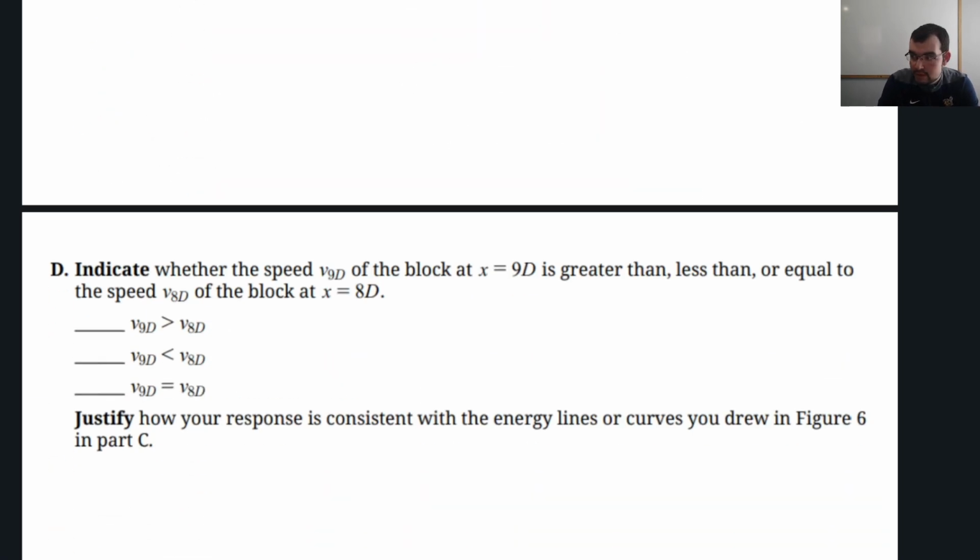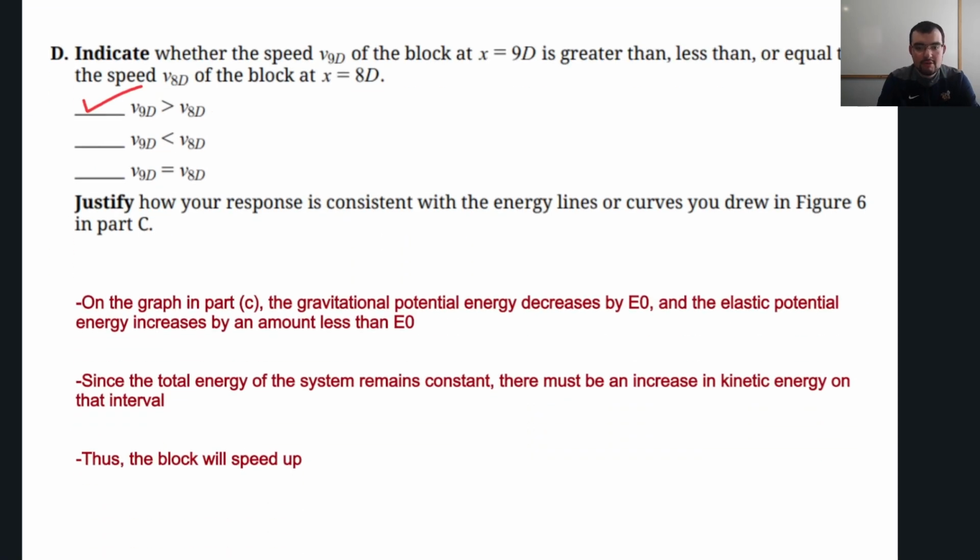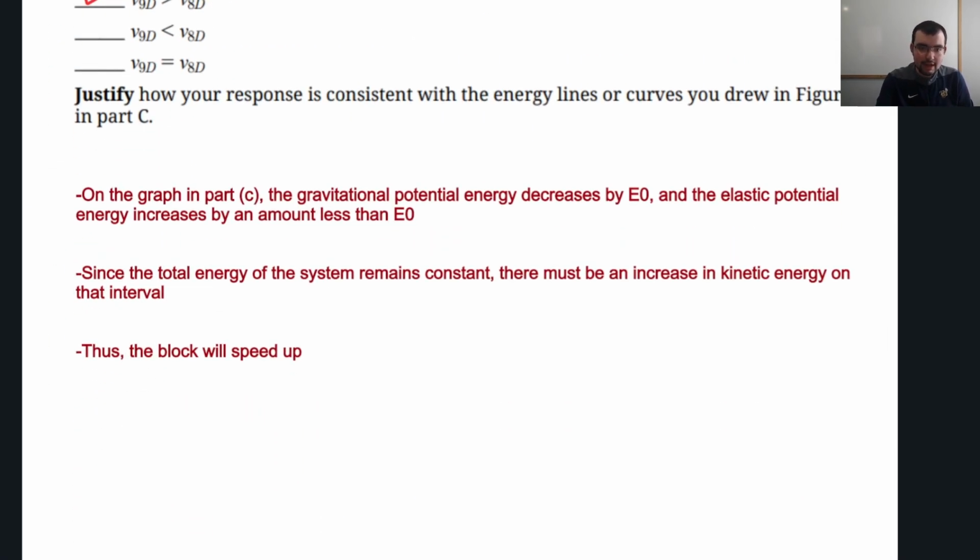But again, that's sort of our justification using the energy curve, is that on the graph in part C, the GPE decreases by E0, but the elastic potential energy increases by an amount less than E0. So to make your budget work out, we need to make sure that difference in energy is made up in the kinetic. So the block will speed up, because the increase in spring energy was slightly less than the decrease in GPE, so there had to be that extra kinetic term to make it all work out.